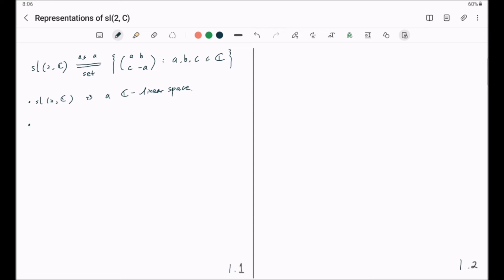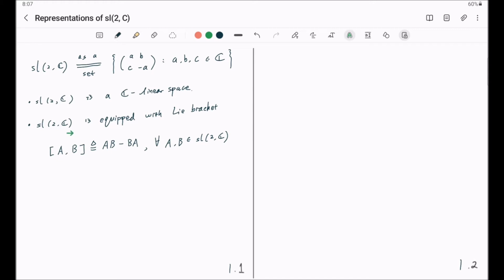It's a Lie algebra because it has the Lie bracket. For matrices A, B in SL2C, the Lie bracket of A, B is defined to be the matrix product A times B minus B times A. With this Lie bracket, SL2C is a complex Lie algebra.